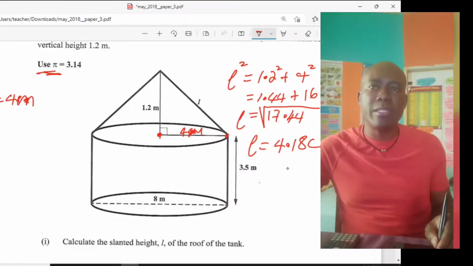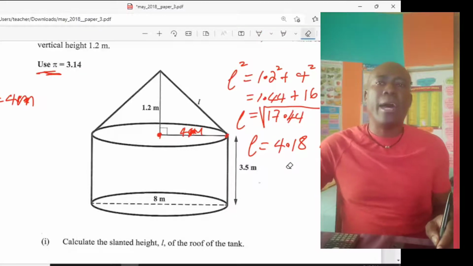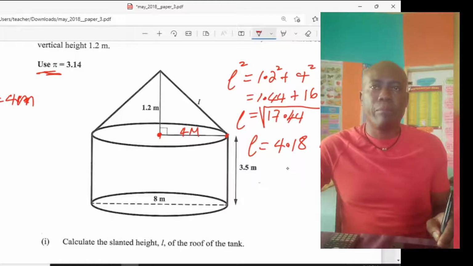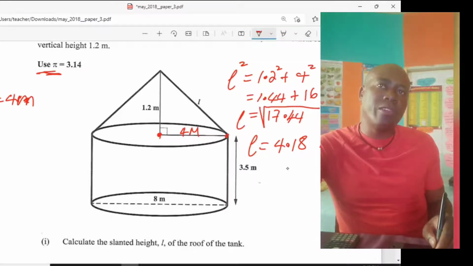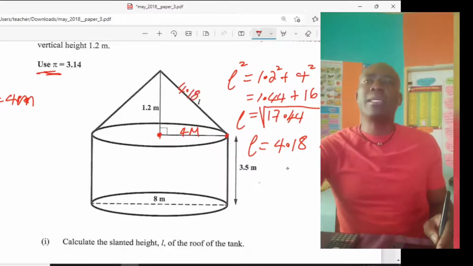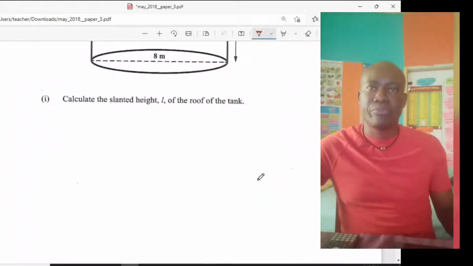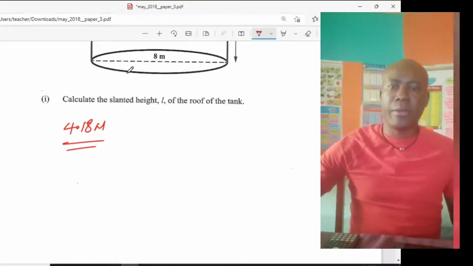I put centimeters here by error. This ought to be meters. So we have 4.18 meters, and I could just put it along here. So L is equal to 4.18 meters long. All right, so that's the slant height there. So we would have picked up the mark there, having answered that using the Pythagoras theorem.